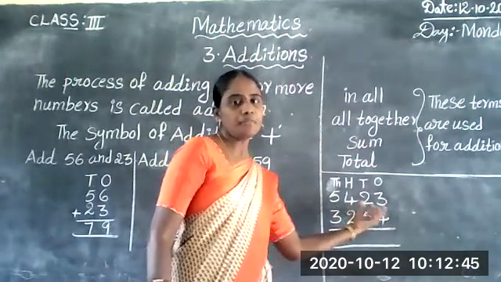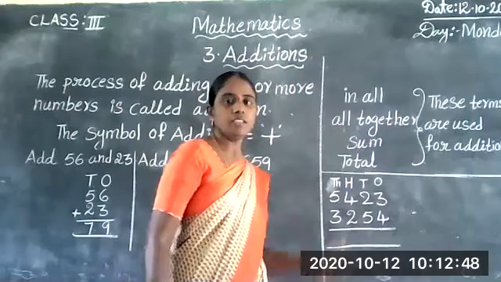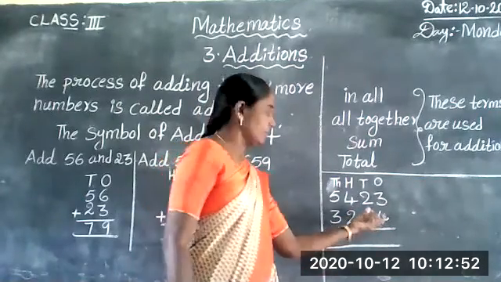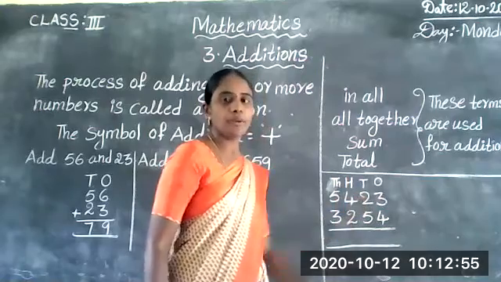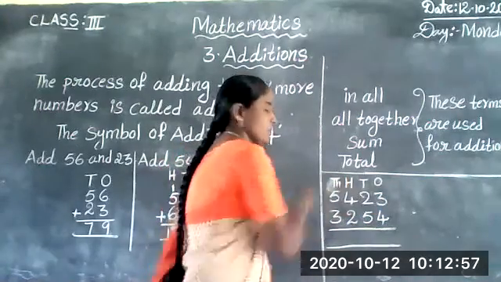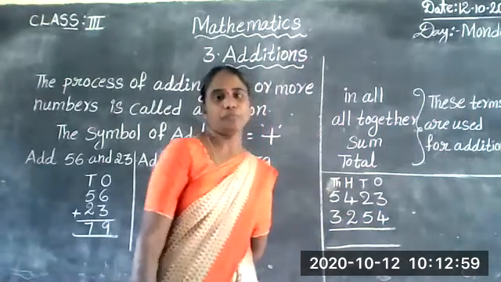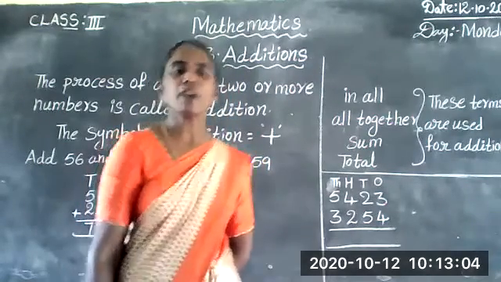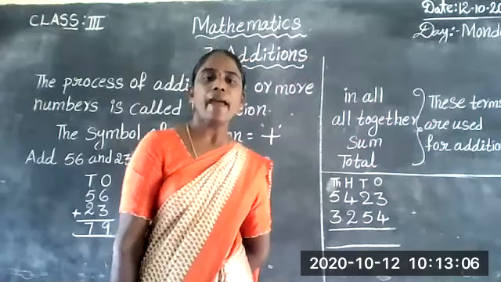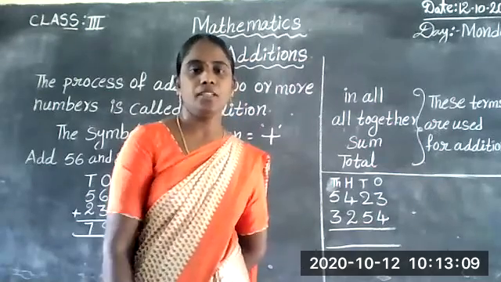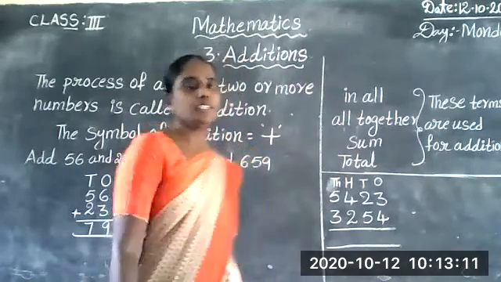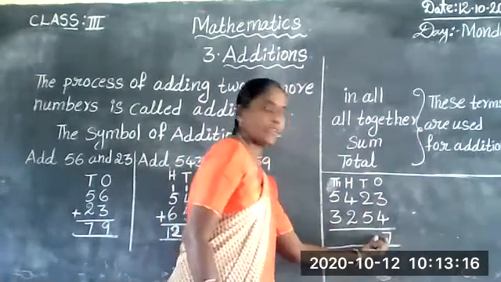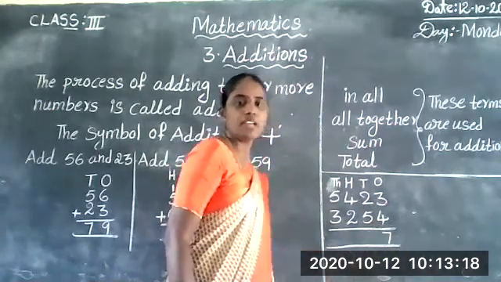You add from ones place numbers, from the right side of the number. First, ones place numbers: 3 plus 4. What is the sum of 3 and 4? 3 plus 4 is 7. Write 7 in ones place.